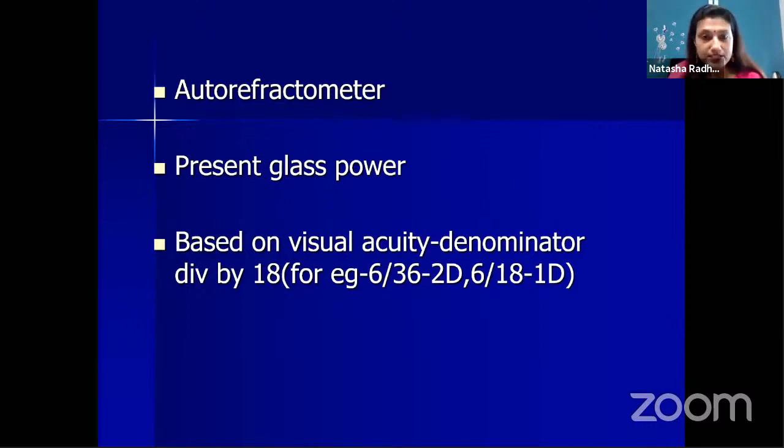You can start with PG power if the patient's already using glasses. And a rough estimate, if you don't have any of these things, you can just look at the visual acuity of the patient uncorrected. The denominator of the visual acuity divided by 18 will give you an approximate amount of refractive error that the patient has. So 6 by 36, 36 by 18, 2 diopters.